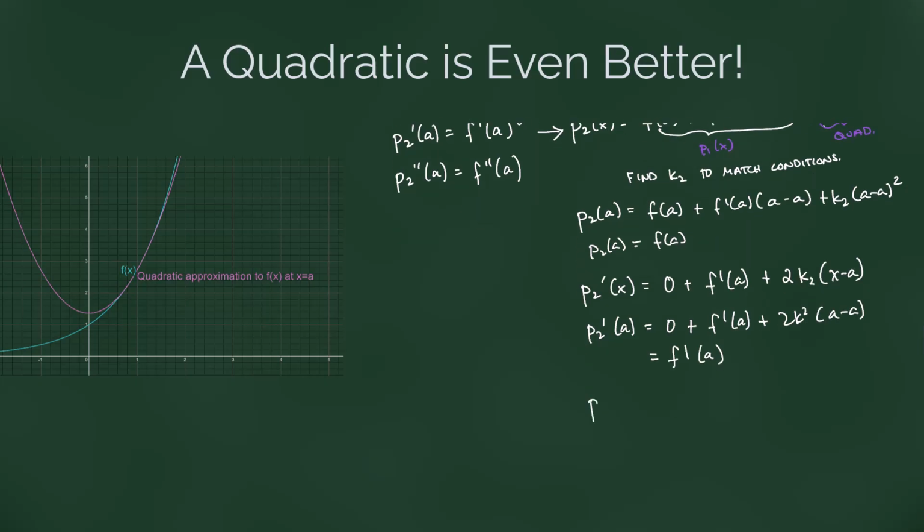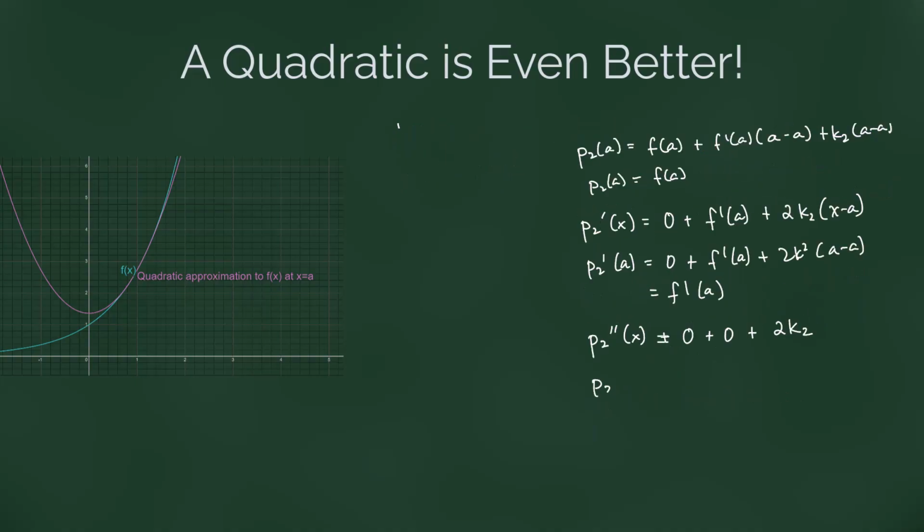Moving on to our second derivative, we see that P2 double prime of x is going to be 0 plus 0 plus 2 k2. We need this P2 double prime of a to equal f double prime of a, but notice that P2 double prime of a is just 2 times k2. So we see that k2 must be f double prime of a all over 2.